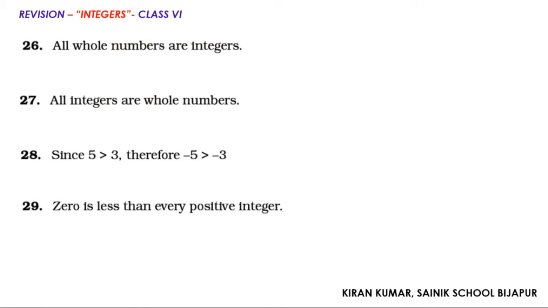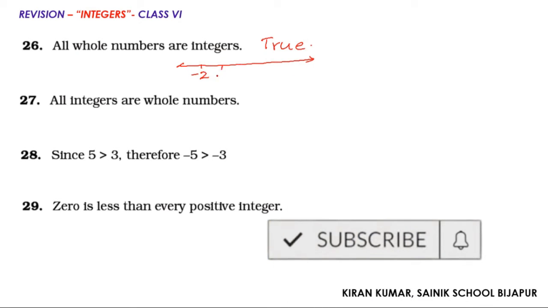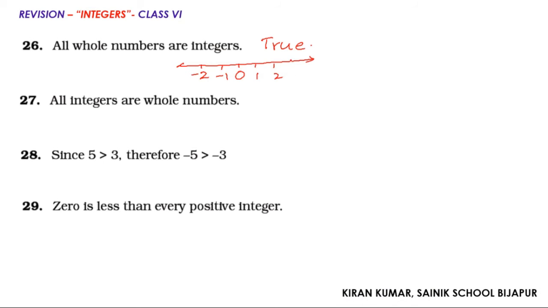Statement 26: All whole numbers are integers. This statement is a true statement. When I consider a number line, we have got some negative numbers towards the left, followed by 0, 1, 2 and so on. From 0, these are all whole numbers, and whole numbers are very well present in the set of integers.